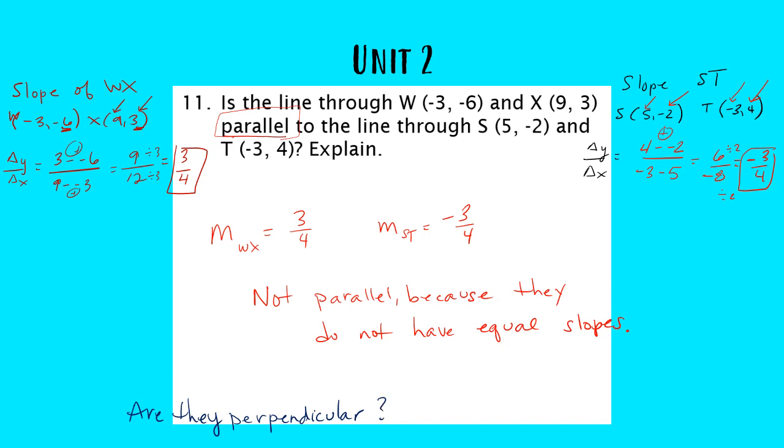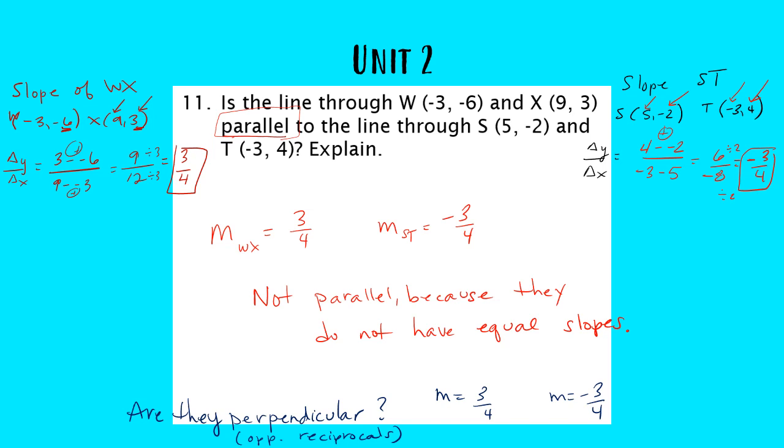And remember, if they are perpendicular, that means that they are opposite reciprocals. And opposite reciprocals means you need to flip the sign and you need to take the reciprocal. So if I have one of my slopes as positive 3/4 and I have my other slope as negative 3/4, are they perpendicular to each other?